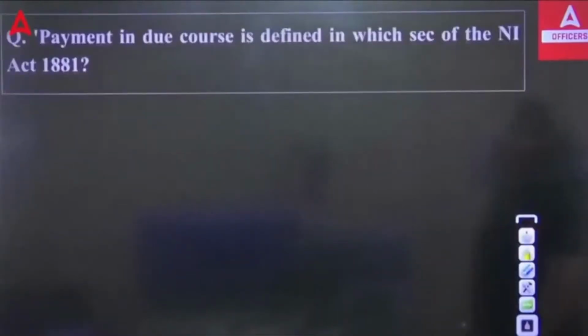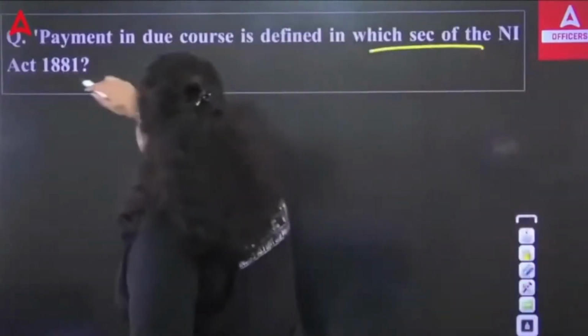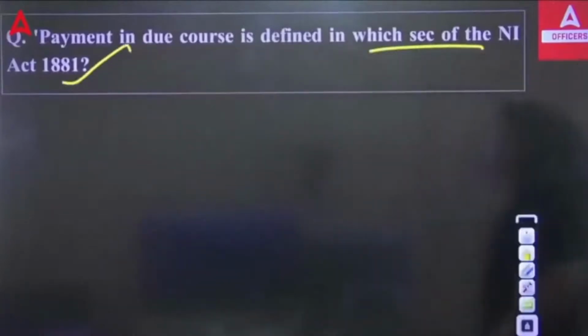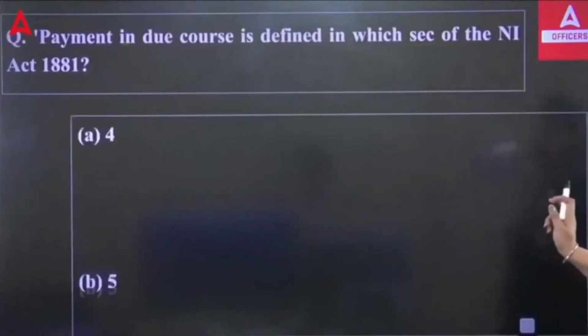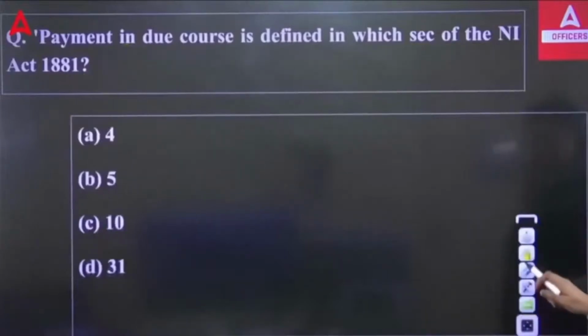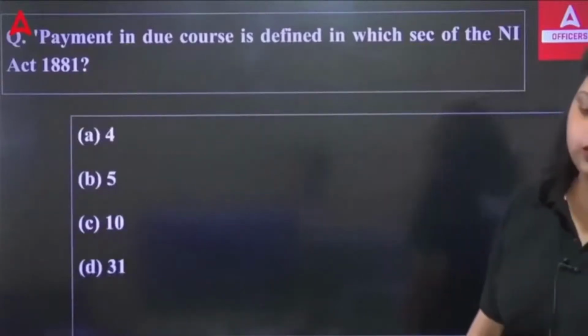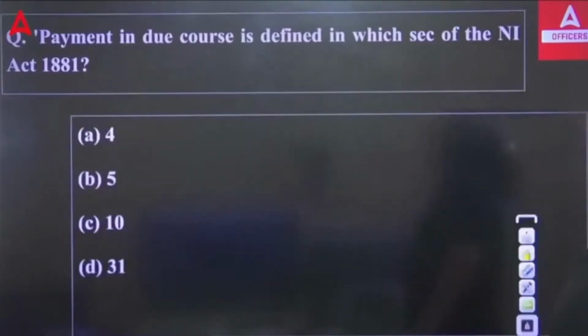Next, payment in due course is defined in which section of the Negotiable Instruments Act 1881? So payment in due course is defined under which particular section? You have to answer: Section 4, 5, 10 or 31. Which particular section talks about payment in due course? So what does payment in due course actually mean?